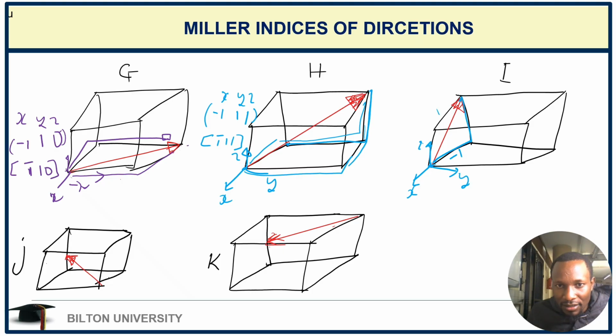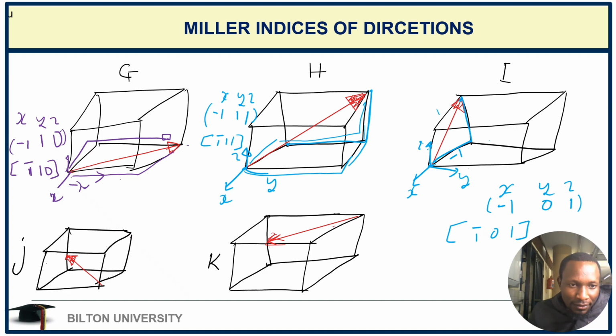Remember, this is x, this is z, this is y. By the look of things, we have not moved in any y direction, and therefore our y is 0. So if this is my x, y, and z, in x we have moved in the minus x direction, one full length. In y we have moved 0, and in z we have moved 1 full length in the positive direction. So this is what we have, and we can write it as bar 1, 0, 1. This is the Miller index or Miller notation of cell I.